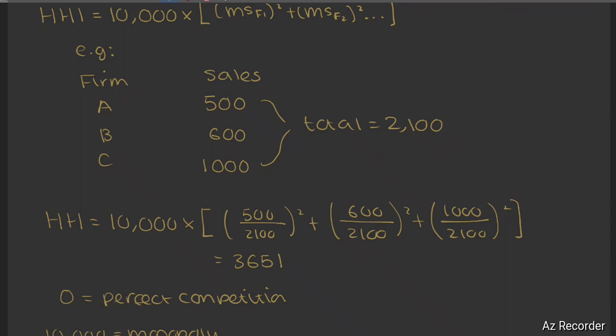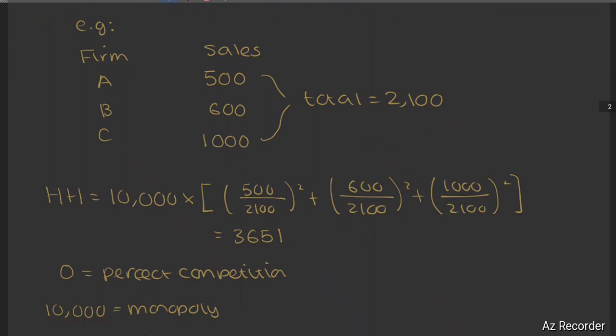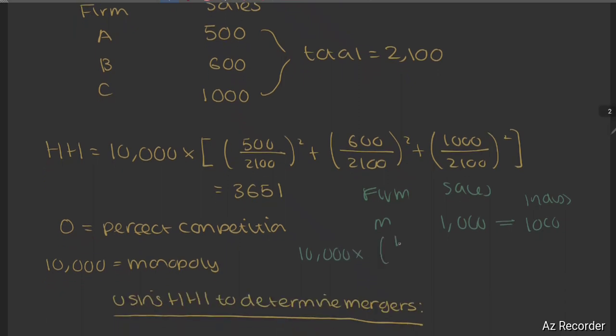Basically, an industry with a HHI of 0 would be perfectly competitive. A HHI of 10,000 would be a monopoly. This is because, say, a monopoly is firm M and say their sales are 1,000, well, these sales equal the industry sales of 1,000. So the formula would be 10,000 times 1,000 over 1,000 squared, which is just 10,000 times 1, which is equal to 10,000.